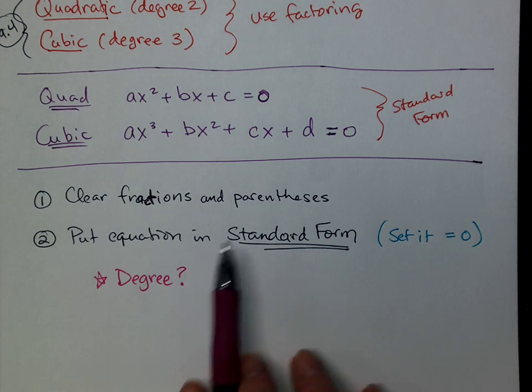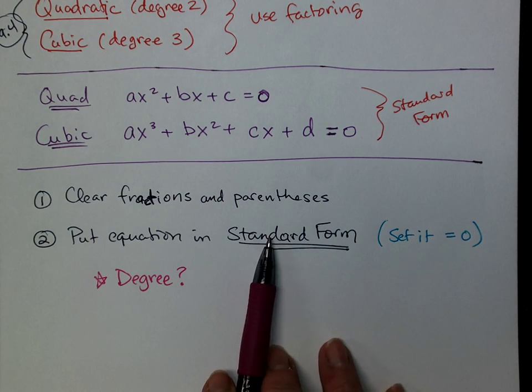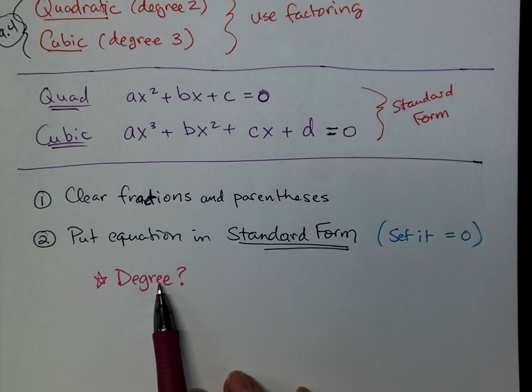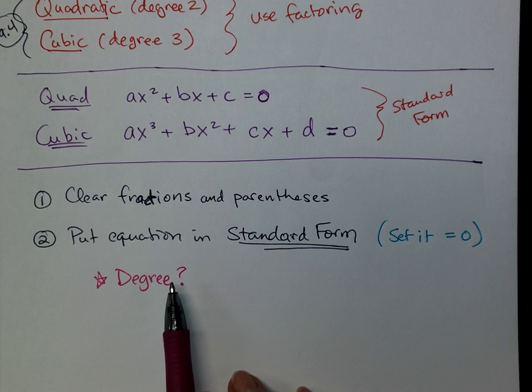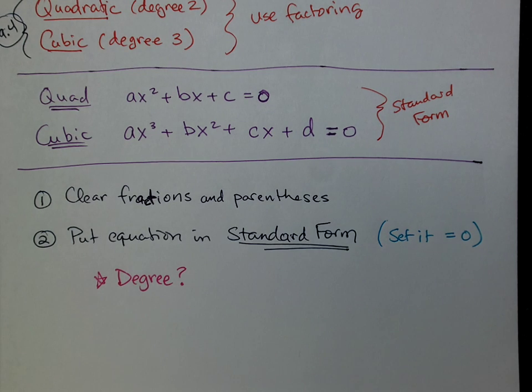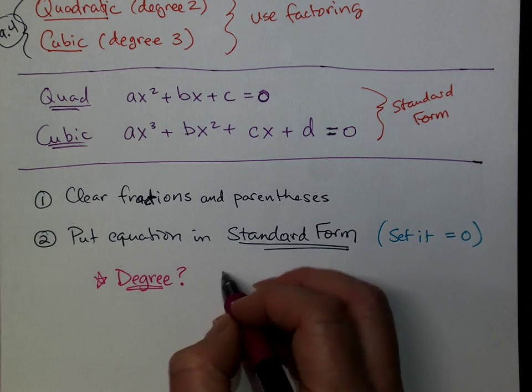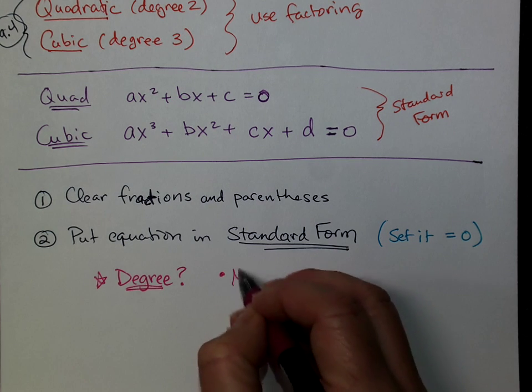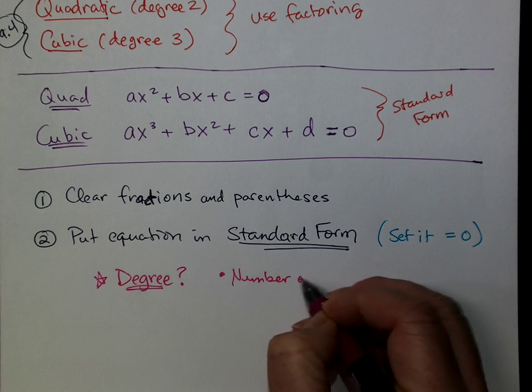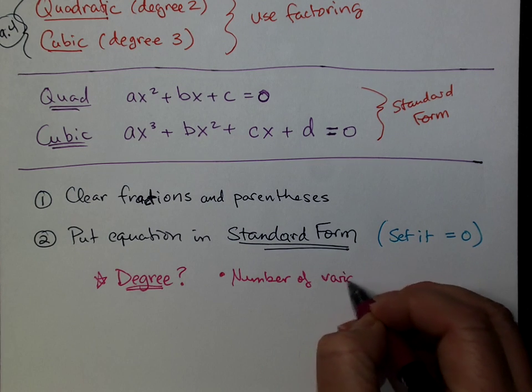There's a case where once you clean it up and put it in standard form, it's no longer quadratic or cubic. It may end up being a linear if your other exponents cancel out. Right? That happens sometimes. So your degree might be linear, and you just go ahead and solve for x. Okay? Most of them are still going to be quadratic or cubic, but ask yourself that. Because what degree it is tells you two things. It tells you the number of variable factors.